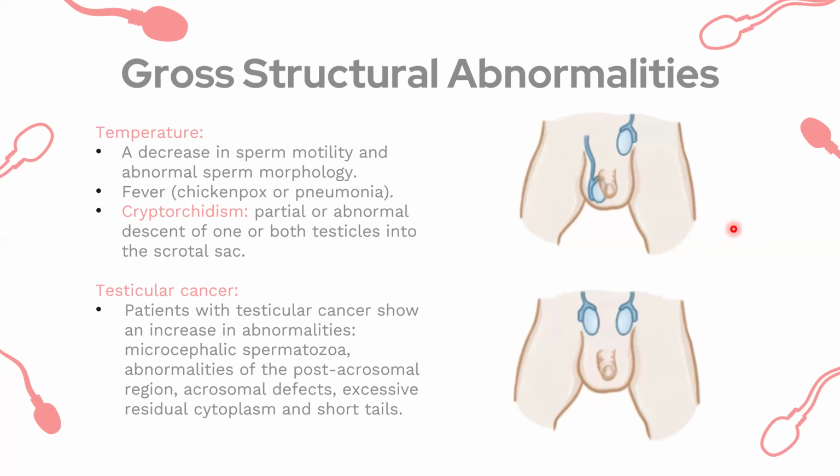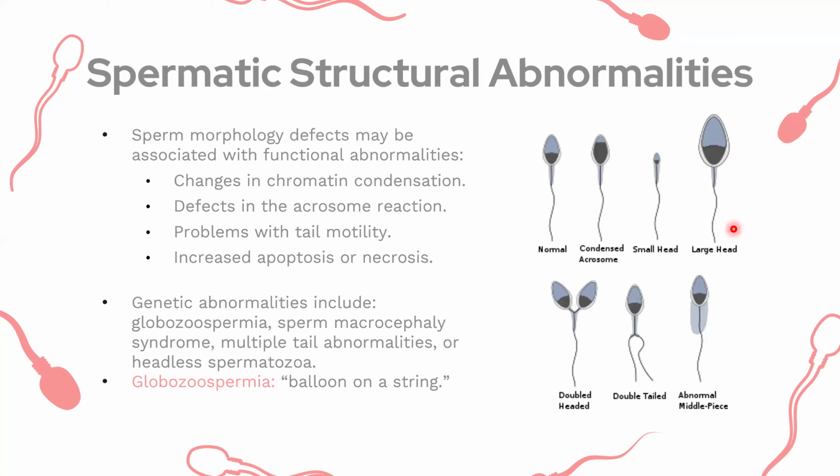All right. Now, moving on to the actual spermatic structural abnormalities, we have so many different types, but the one that you guys should focus on is globozoospermia. From the name, it's basically a globe type of structure or a balloon on a string type of structure where it forms this very rounded head that doesn't have this pointed edge that we see normally, okay?